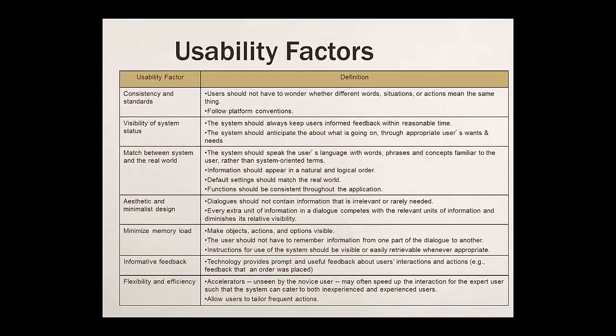This is a list of what we call usability factors or usability heuristics. So heuristic, the modern definition of it, is a rule of thumb. These rules of thumb are many of the things that we want our computer systems to actually be achieving. Consistency and standards, visibility of system status. Can anybody think of an example of visibility of system status in a computer system you're using right now?